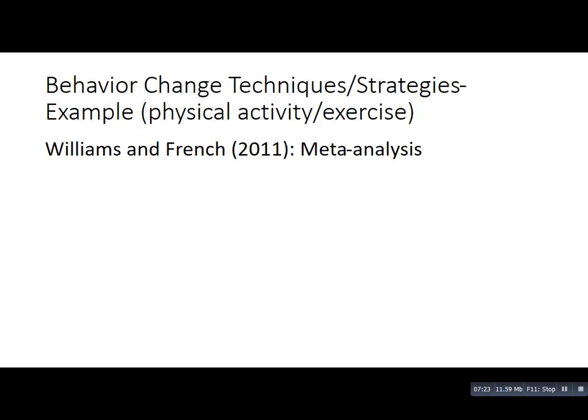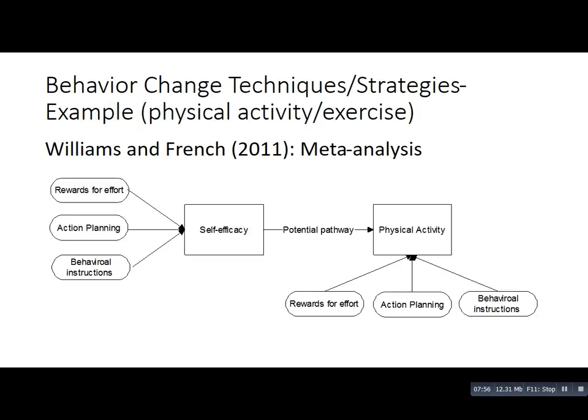So to answer this question, Williams and French looked at the BCT taxonomy of the 40 techniques that I introduced earlier, and they looked at 27 physical activity and exercise interventions to check which of these 40 techniques are most effective to increase self-efficacy for physical activity and exercise. So here's what they found.